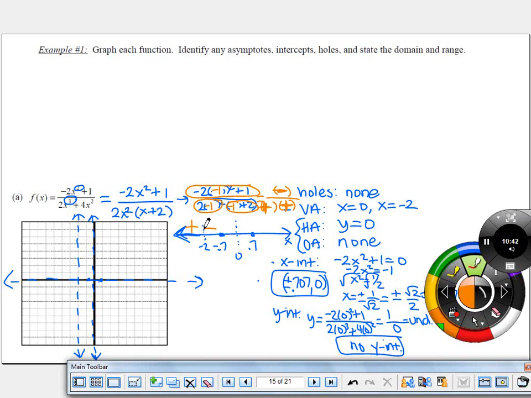Okay. Between negative 0.7 and 0, let's say I plugged in negative 0.5.